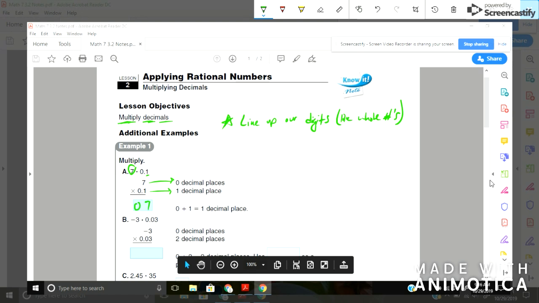Okay. So what I need to do is add those together. Well, 0 plus 1 is equal to 1. So that means in my answer, I should have one number after the decimal. In other words, I'll count one spot from the furthest to the right, and there is where my decimal goes. Okay. So my answer would be 0.7 or 7/10. Okay. Let's try that with letter B as well.